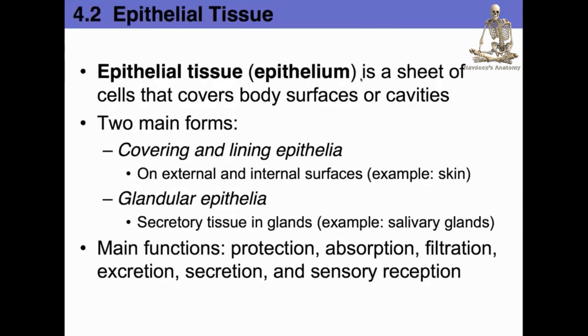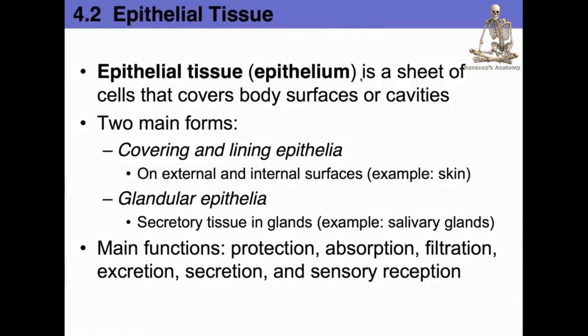Now the epithelial tissue, which is also called the epithelium. Generally it is a sheet of cells that covers the body surfaces or the cavities, and, as we discussed, it also forms the internal linings of the various hollow organs. It has two main forms, the first being the covering and lining epithelia.